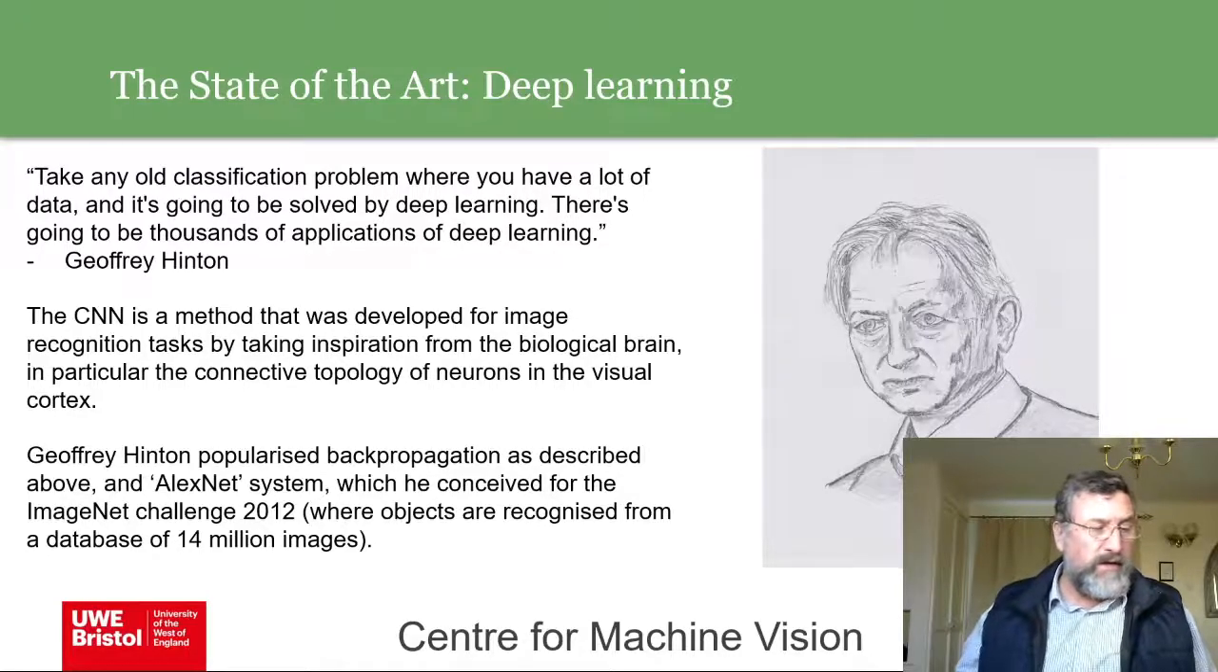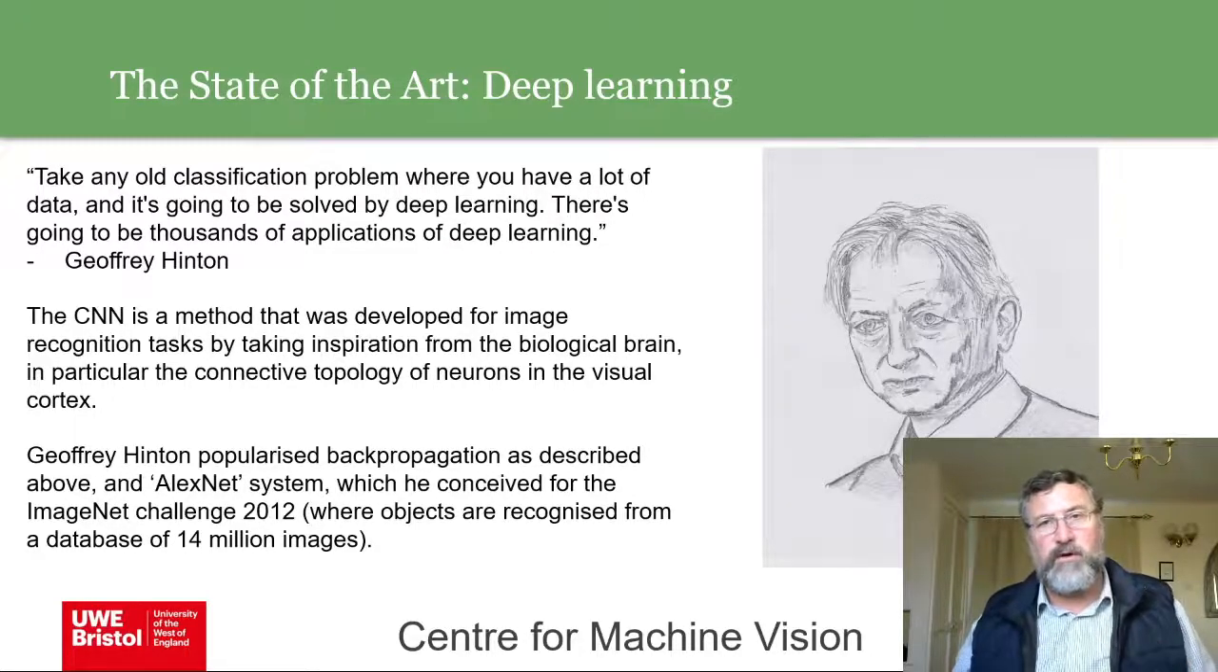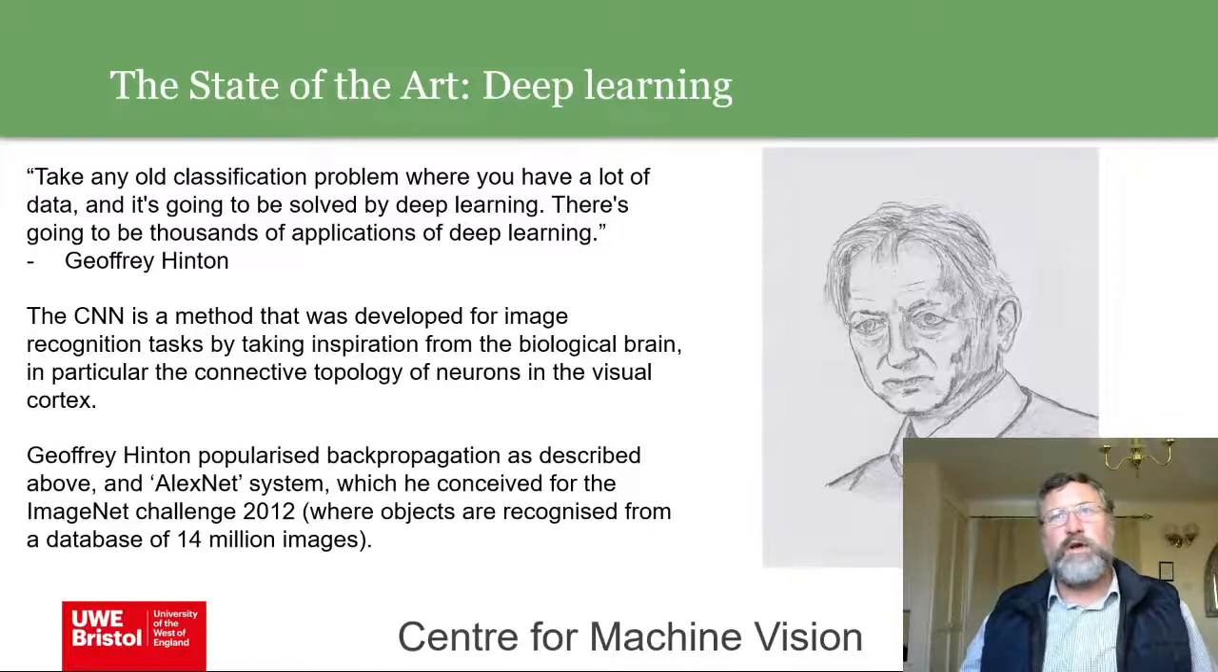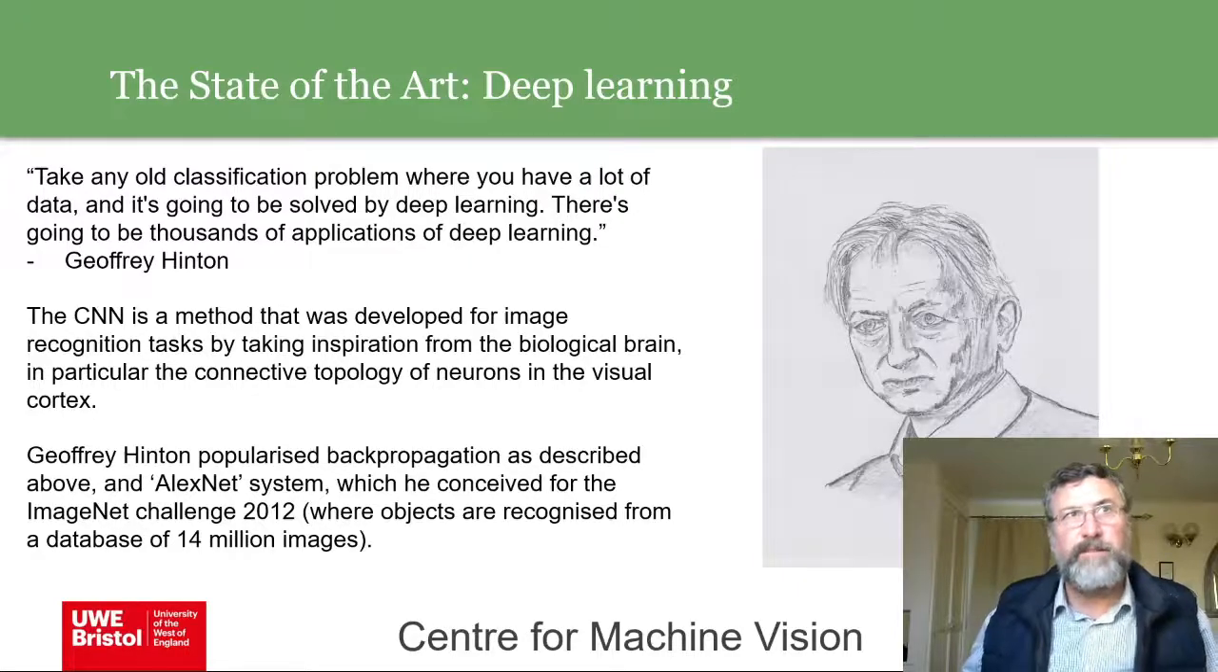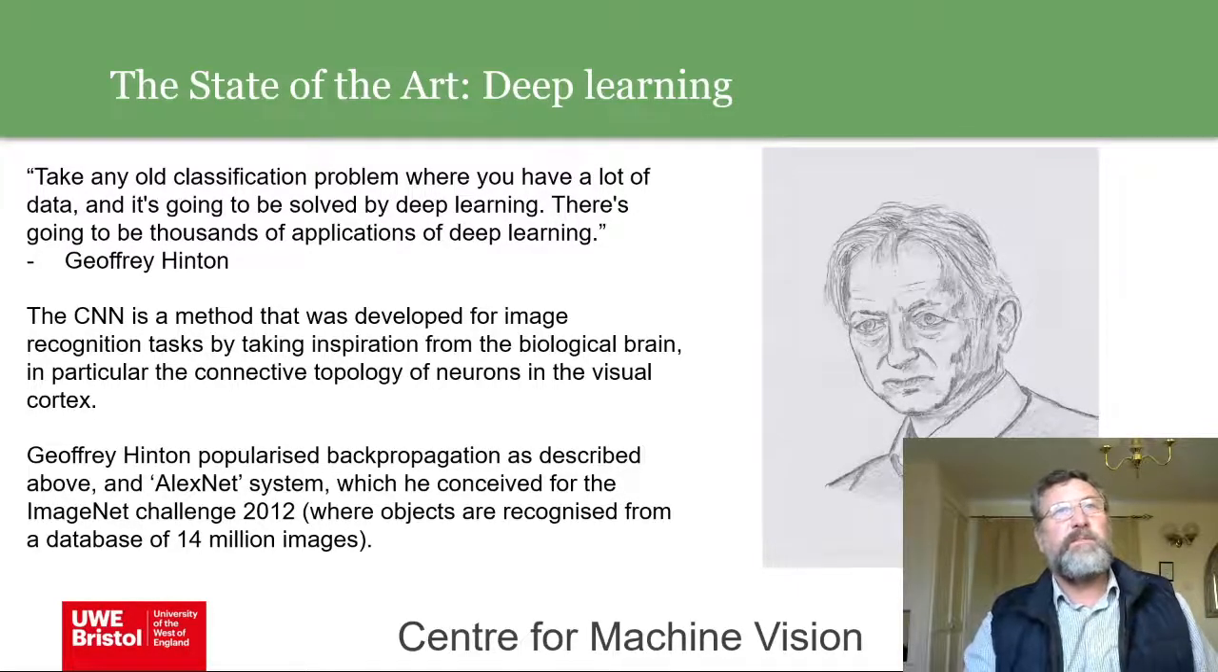This isn't something I'm going to get into in depth in this course. It's a little bit beyond what we can do in this course, but I thought it's quite interesting the way that Geoffrey Hinton's looking at this, what he's doing. So the CNN is a method that was developed for image recognition tasks by taking inspiration from the biological brain, in particular the connective topology of the neurons in the visual cortex. So this is where the convolution bit comes in.